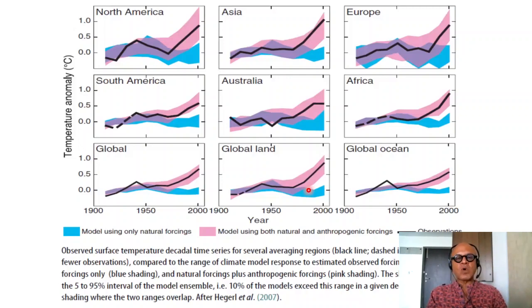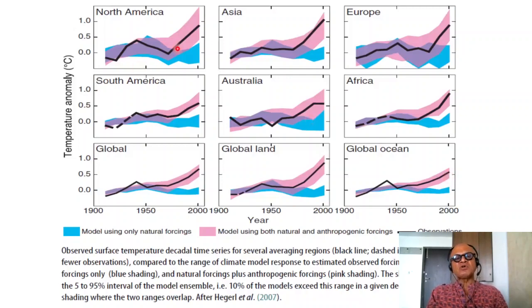So there are many reasons why different regions have larger range of model simulations for the 20th century than in other regions, and why land would be different than the ocean, and of course land warming would be faster than the ocean warming because of the heat capacity differences as well.